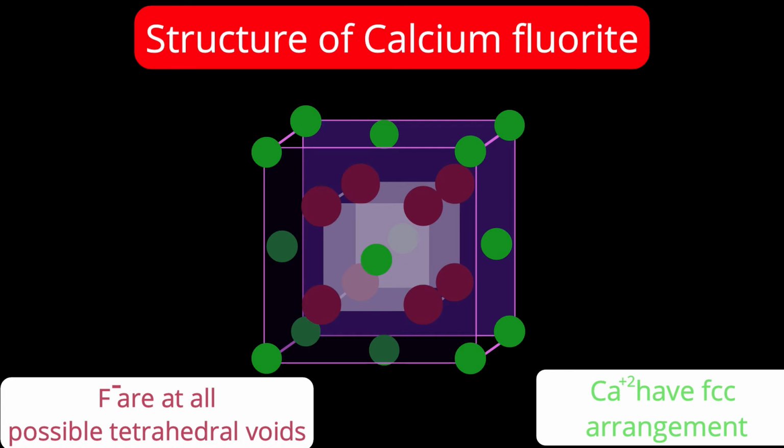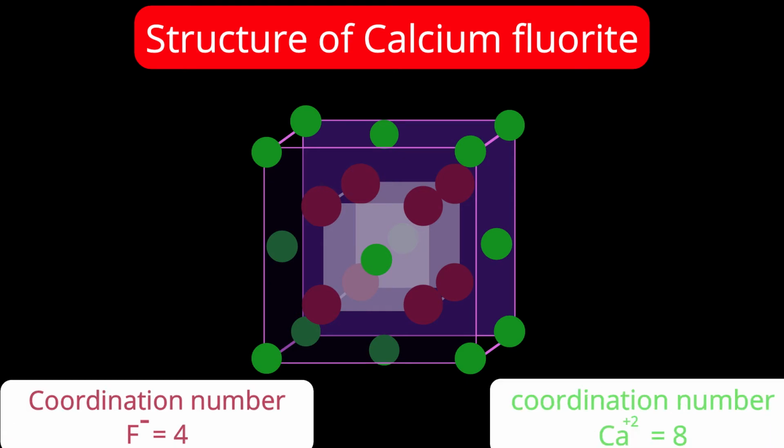Now let us find the coordination number of each ion. Say calcium ion. What do you think? One calcium ion is surrounded by how many F minus ions? 8. And the same thing was said by the radius ratio rule. A cubic void will be formed by F minus ions and in that cubic void calcium ions will be there.